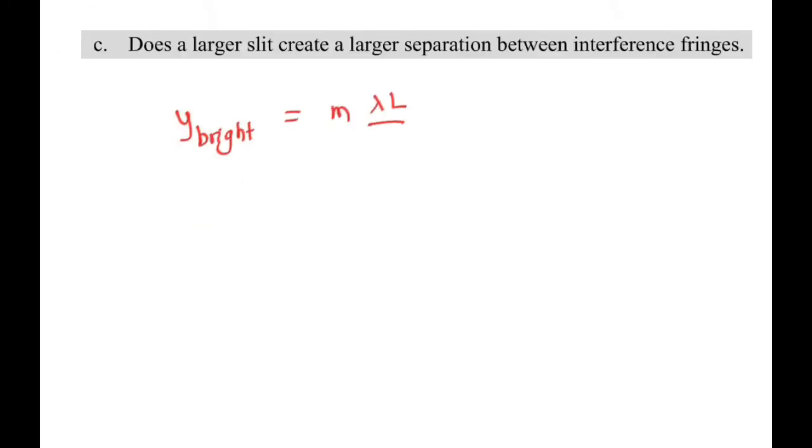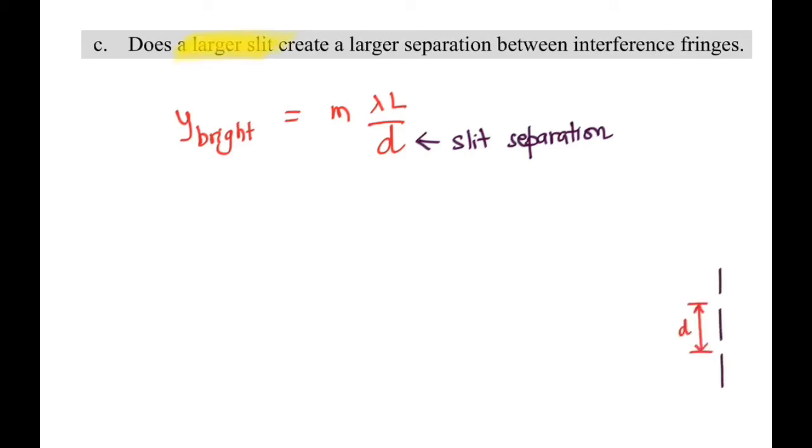The next one, does a larger slit create a larger separation between interference fringes? So we have got the formula for bright fringe. The position of bright fringe is given as m lambda L over d, where d is the slit separation. So we can see that the bright fringe position depends on the slit separation. But the problem is asking you, does a larger slit?